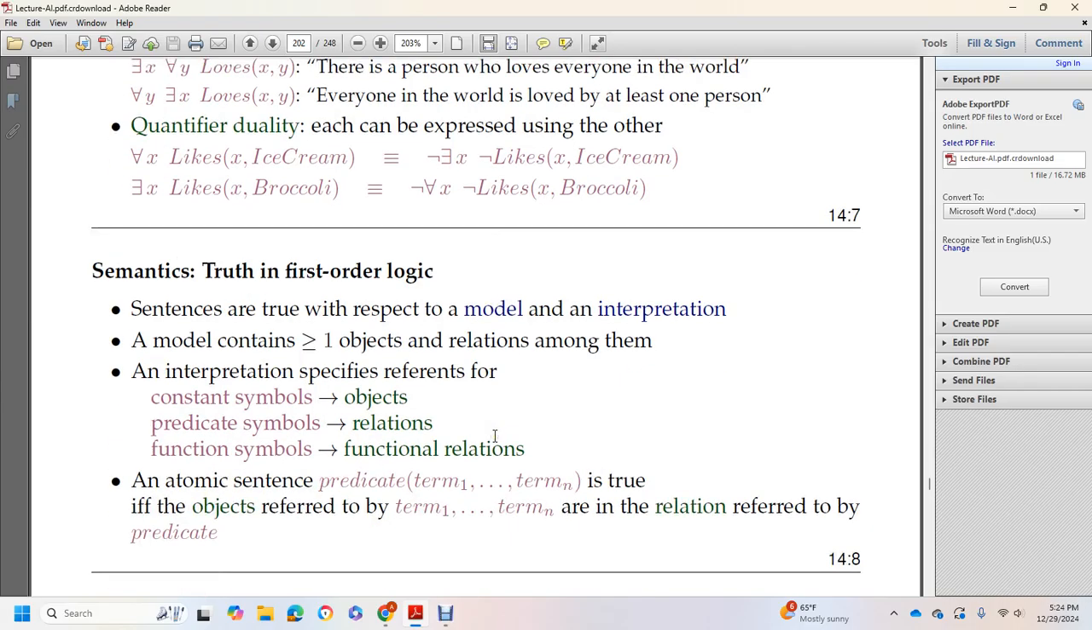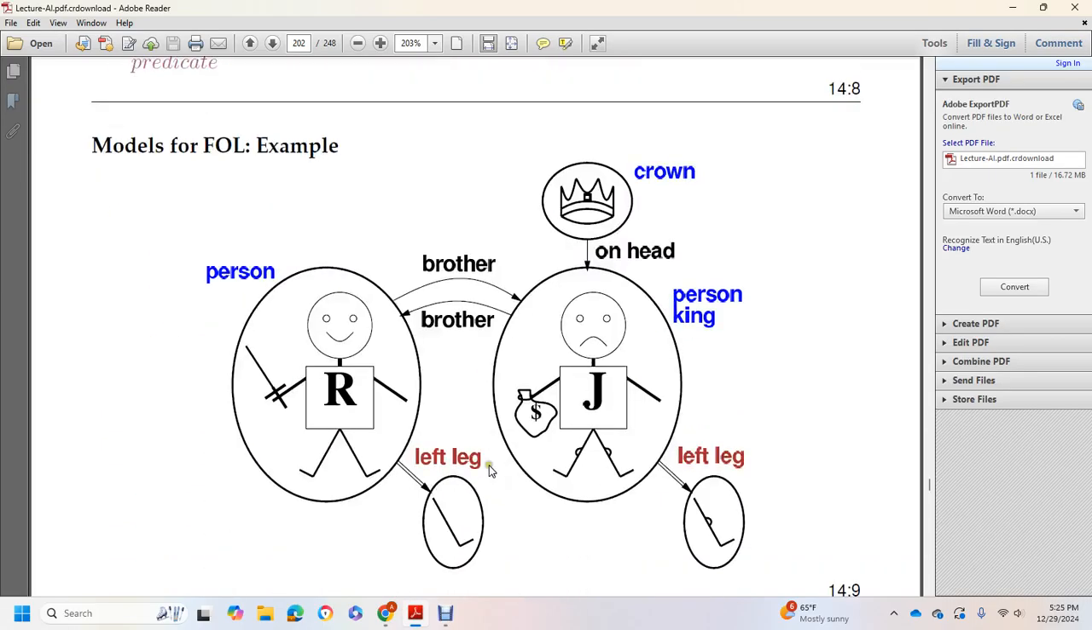Truth in first order logic. Sentences are true with respect to a model and an interpretation. The model contains a number of objects, greater than one, and relations among them. The interpretation specifies referents for constant symbols, predicate symbols, and function symbols. An atomic sentence predicate(term 1, ..., term n) is true if the objects referred to by term 1 through term n are in the relation referred to by the predicate.